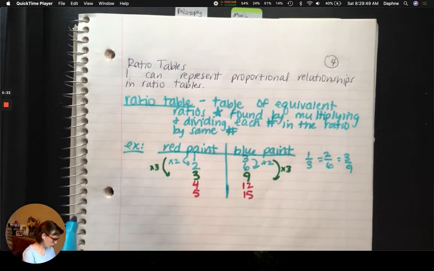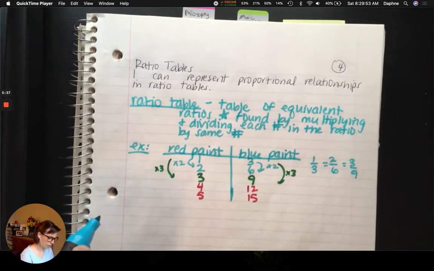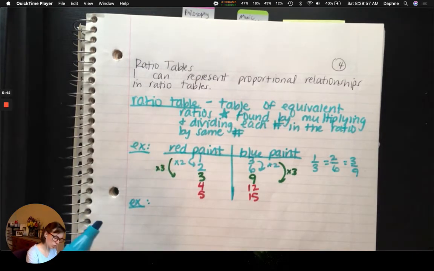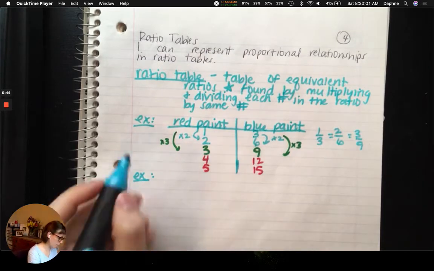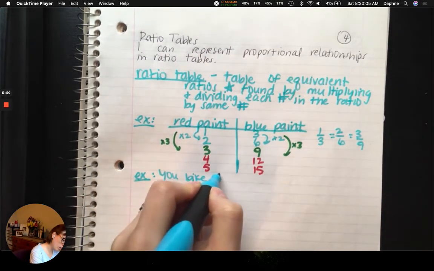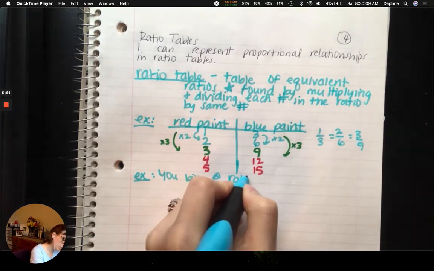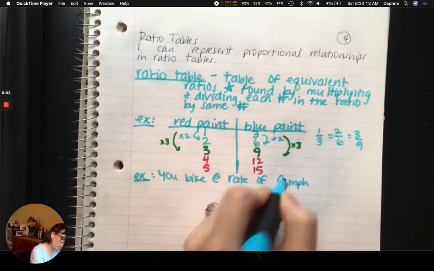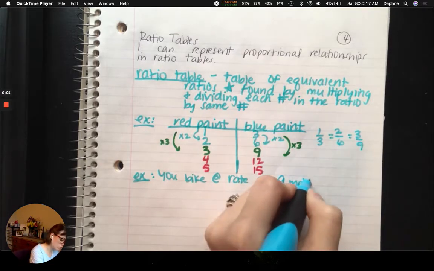All right, so we're going to do 5 more examples. Okay, so next example. So I'm going to write out the problem. If you want to just write out the table, you can totally do that. Okay, so you bike at, that's the symbol for at, a rate of 9 miles per hour. Notice that mph means miles per hour. Oh, per 2 hours. Sorry.